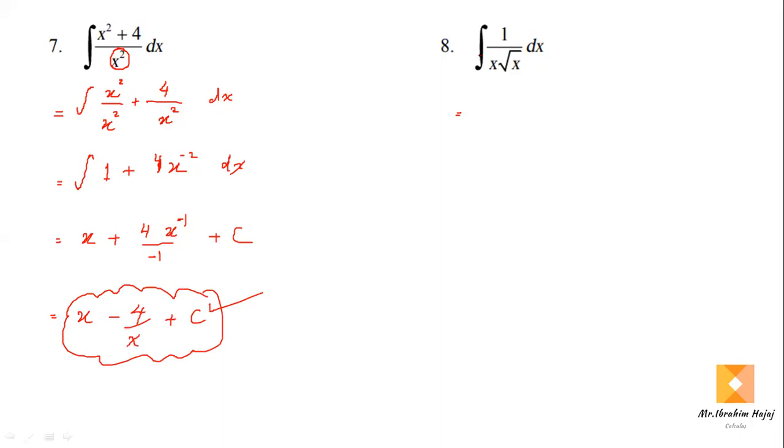Next idea, Usama Yunus. Integral of 1 over x radical x. Yes, Usama?